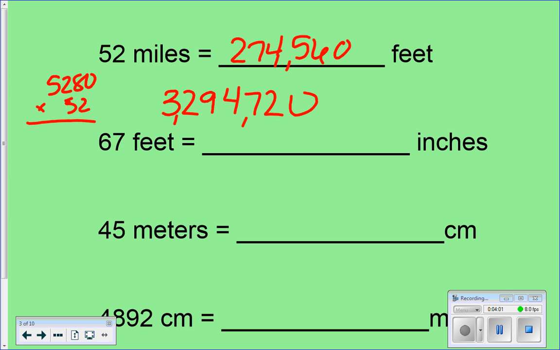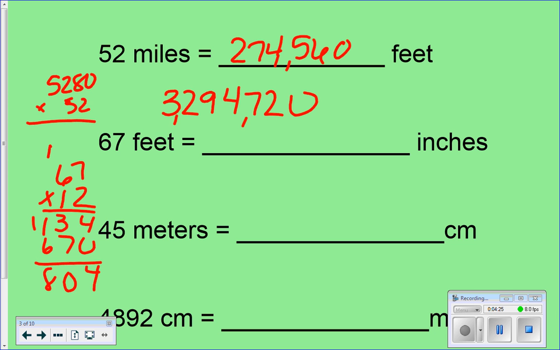Okay, all right, so let's keep going here. Let's do a few more, okay? So 67 feet to inches. What am I going to do to this? I'm going to multiply. Yep, times 12. Do you want to do it? You can do it. 804. 804 inches in 67 feet.